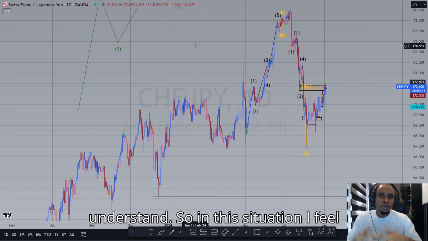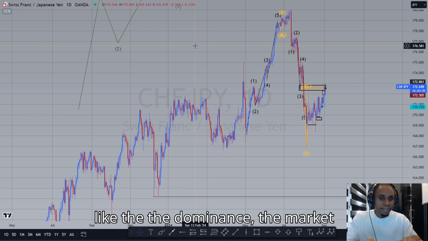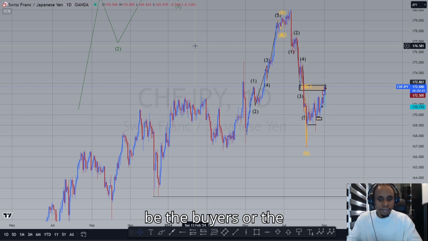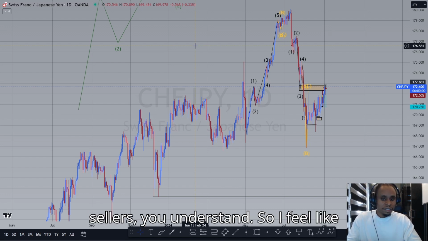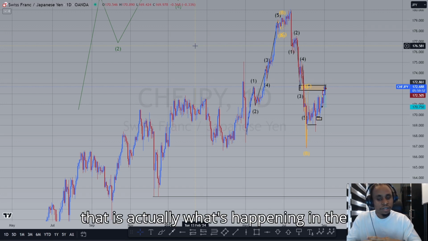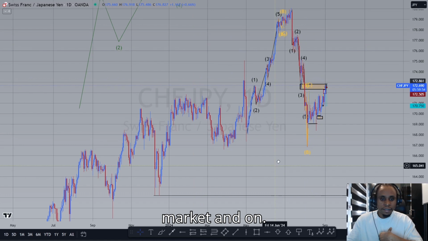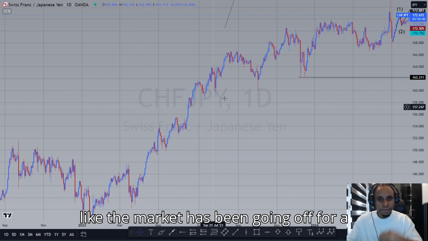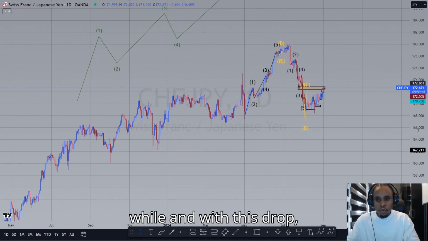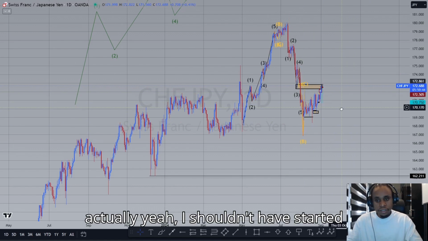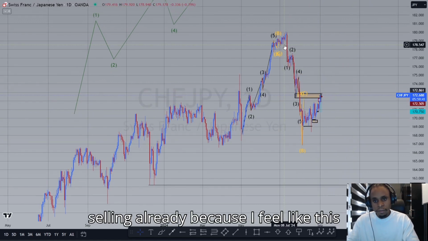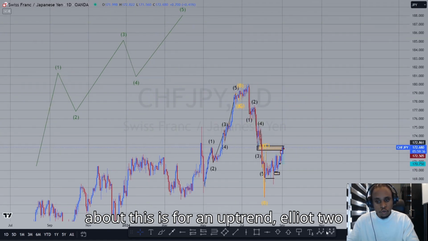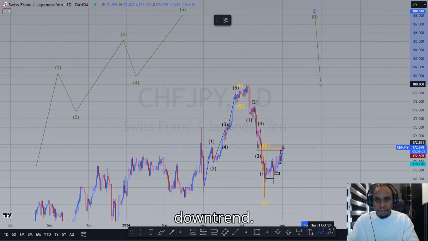So in this situation, I feel like the market dominance, the forces, are still in place, which could be the buyers or the sellers. You understand? I feel like that is actually what's happening in the market. And on this chart here, I felt like the market has been going up for a while, and with this drop, actually, I shouldn't have started selling already. Remember what I said about this: this is for an uptrend, Elliott waves an uptrend, and this is a downtrend.